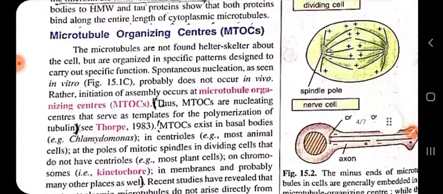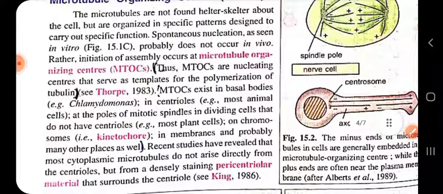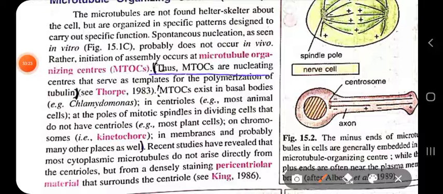Next is the microtubule organizing center. As I have mentioned earlier, microtubule organizing centers are the sites where polymerization of microtubules occurs. It protects the minus end or slow growing end of the microtubule from disassembly. So microtubule organizing centers are the nucleating centers that serve as a template for the polymerization of the tubulin. Okay.